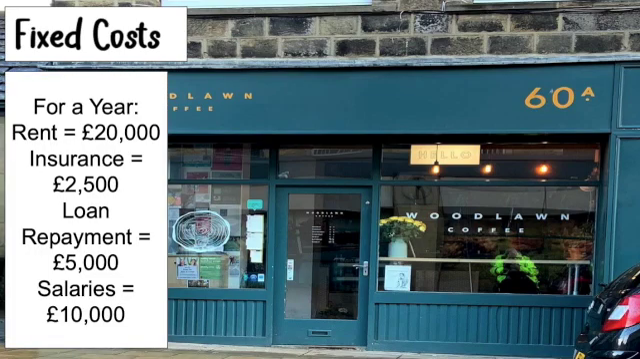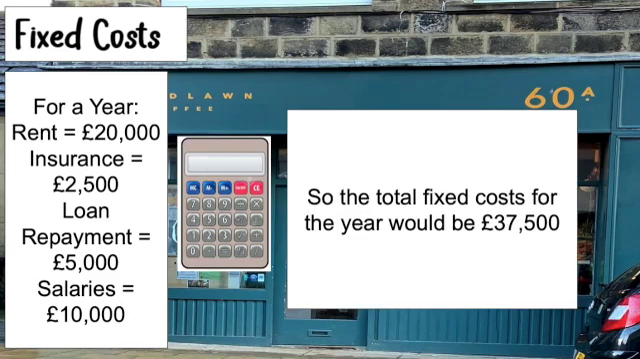So again, let's imagine, and just going to repeat myself, hypothetical, but not the real costs, but let's imagine the rent was £20,000 a year. Let's imagine insurance was £2,500. Let's say their loan repayment was £5,000 for that year, and their salaries were £10,000 for that year. So what that would mean is their fixed costs were £37,500.